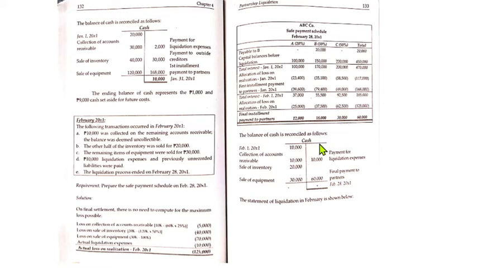So let us look at this using the T account for the cash. So, February 1, 20x1, ang beginning balance ay 10,000. Saan nakuha yan? Yung ending ng January. Yung collection ng receivable, 10,000. Yung sale ng inventory, 20,000. Sale ng equipment, 30,000. Tapos yung binayaran liquidation expenses, 10,000. Tapos yung final payment to partner, 60,000. Therefore, at the end of February 20x1, wala na tayong cash. You can refer to the statement of liquidation.